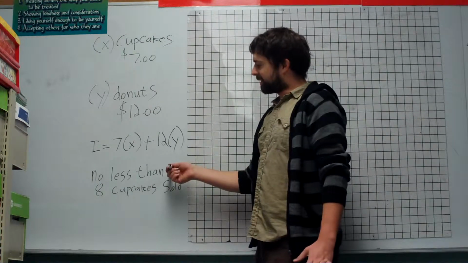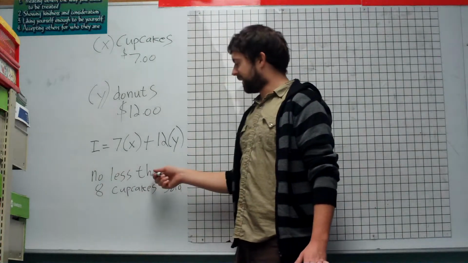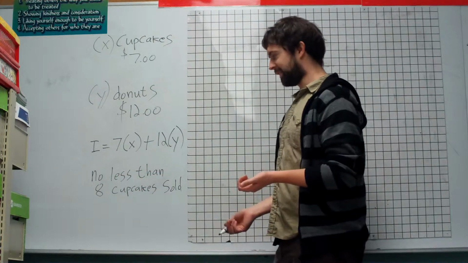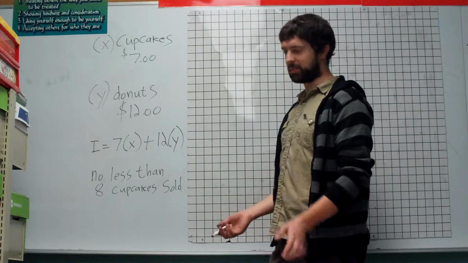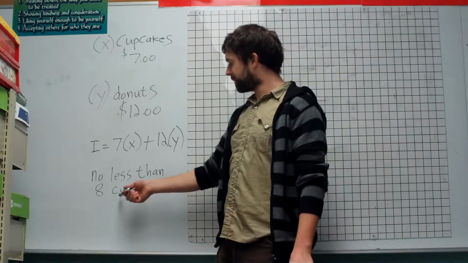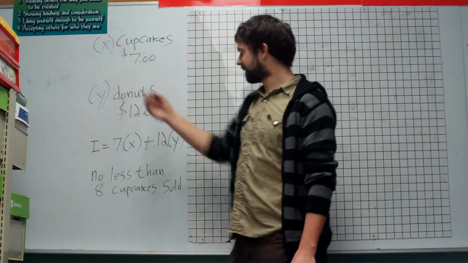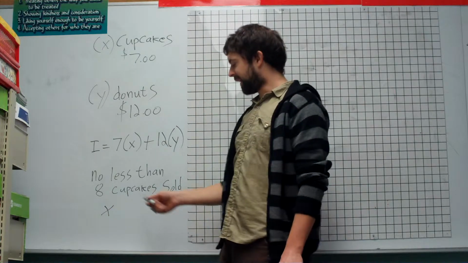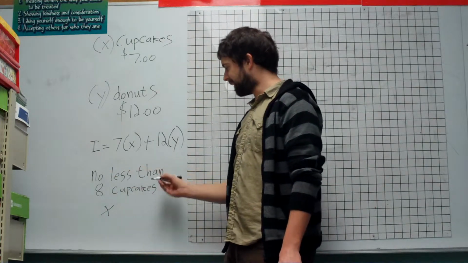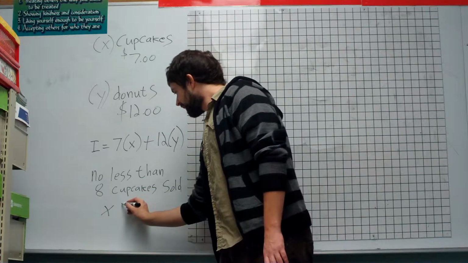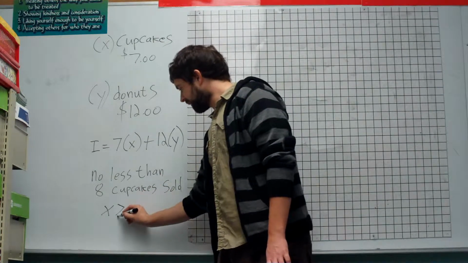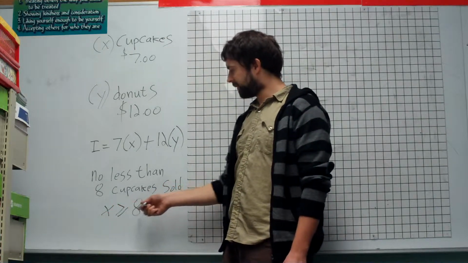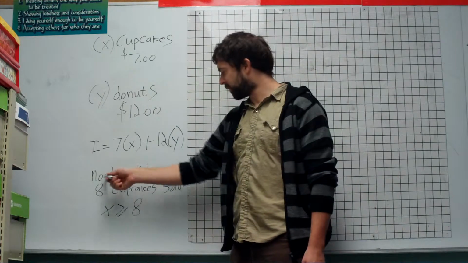I need to write a constraint that represents no less than 8 cupcakes. No less than 8, well, it can be greater than 8, it can be exactly 8, but it can't be below 8. So what variable do we use to represent cupcakes? X. So the constraint here would be X can't be less than 8. X is greater than 8, and it can also be equal to 8. X is greater than or equal to 8. That means the same thing as no less than 8.